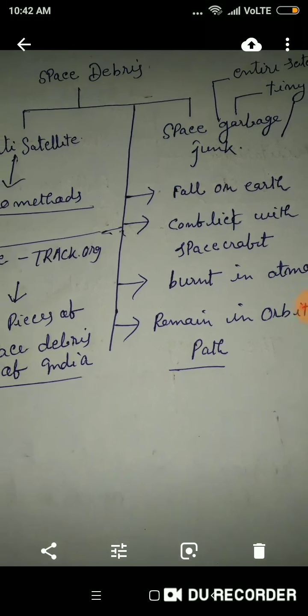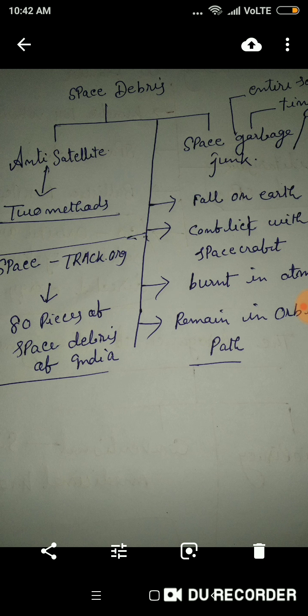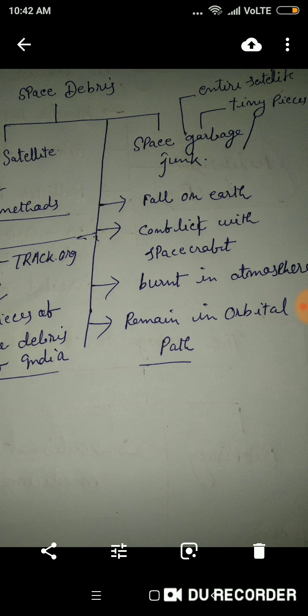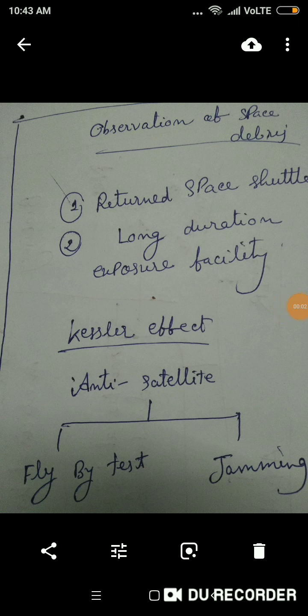So till now we have seen what space debris is, how anti-satellite tests create space debris, what the various methods of anti-satellite test are, what spacetrack.org is and its recent revelations regarding space debris, what India's position in space debris is, who occupies the topmost position, and what the various types of space debris are. So as a whole, space debris creates a threat to spacecraft.